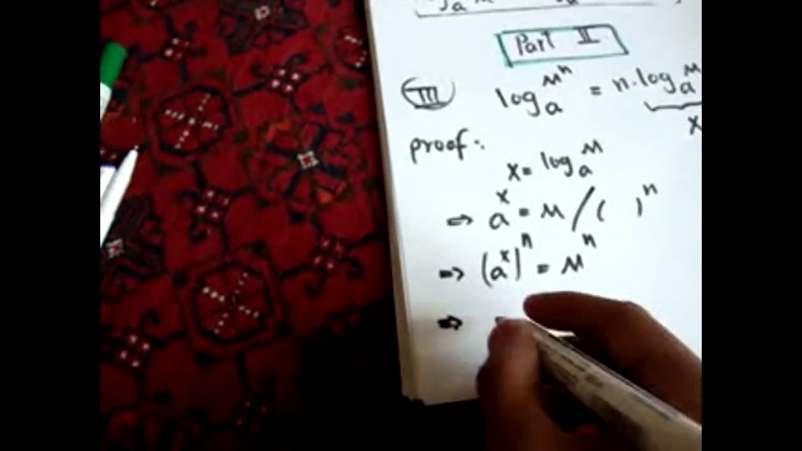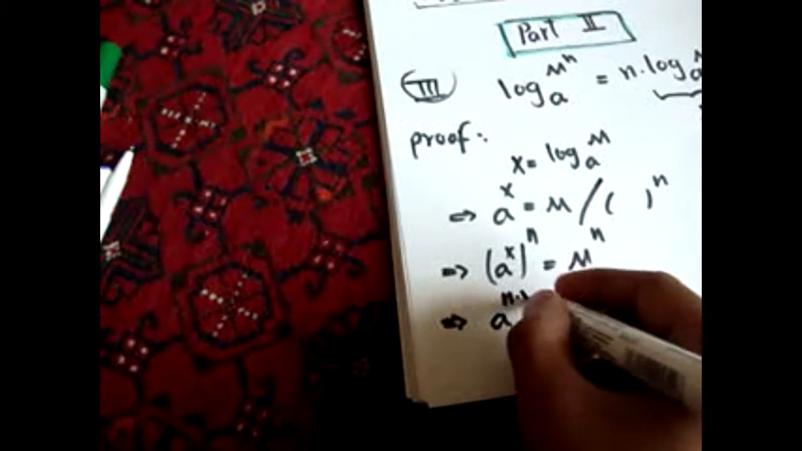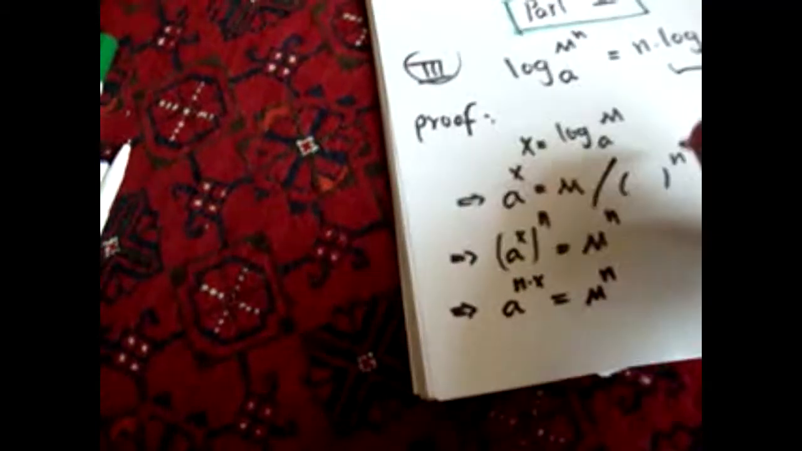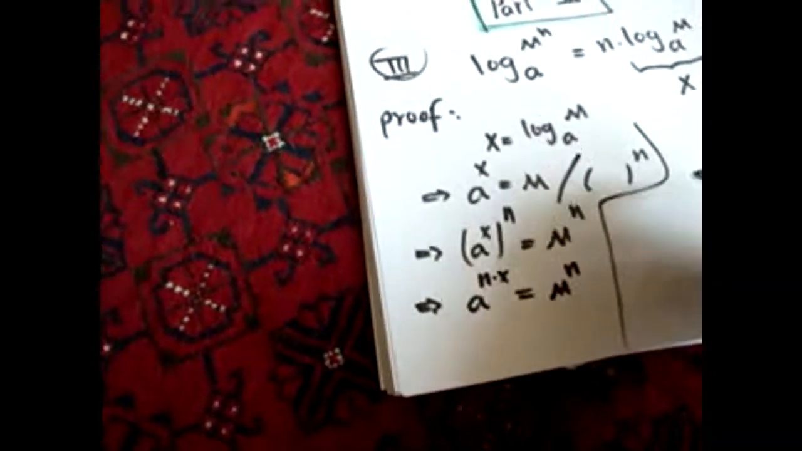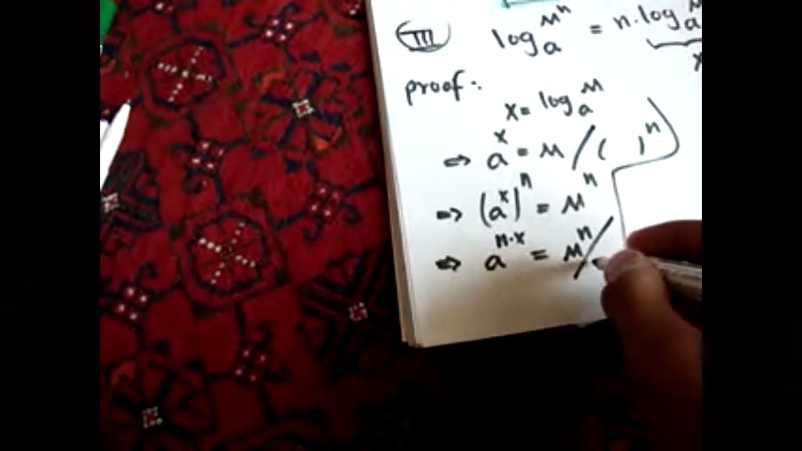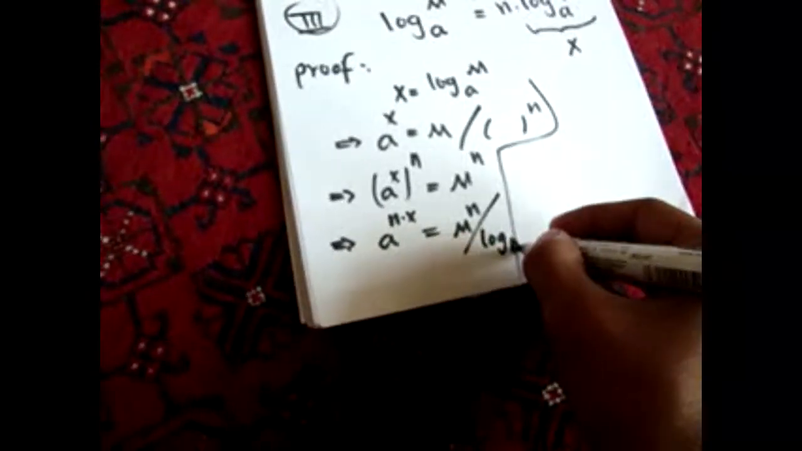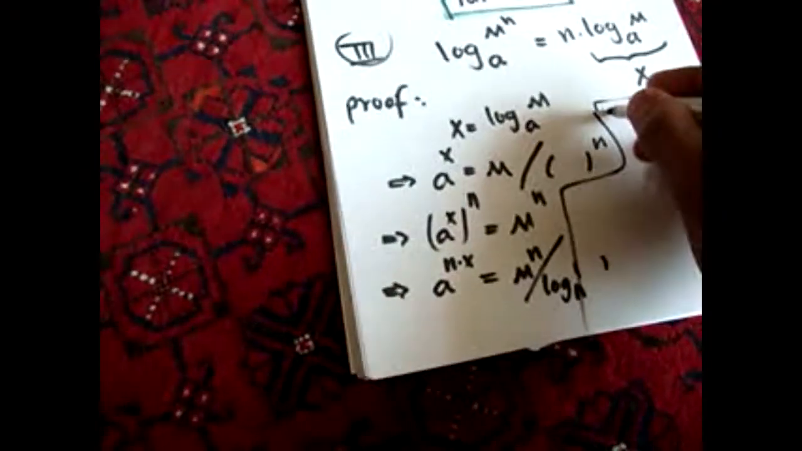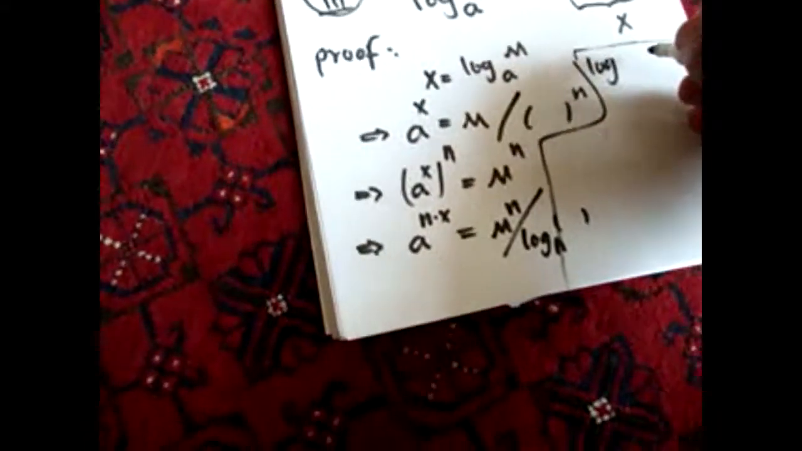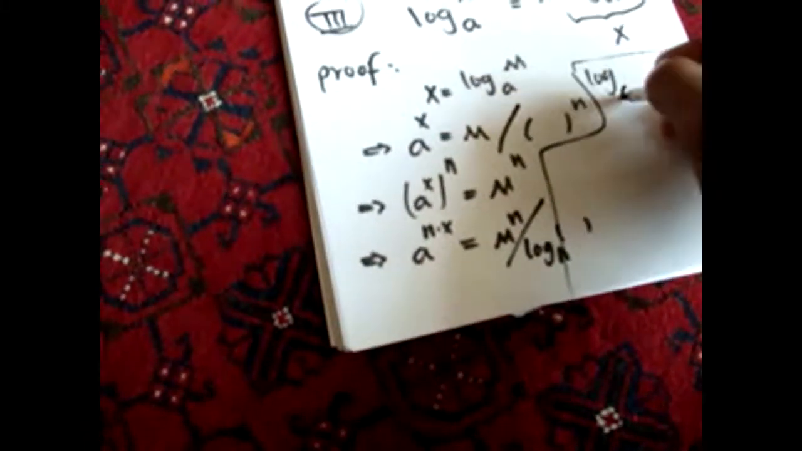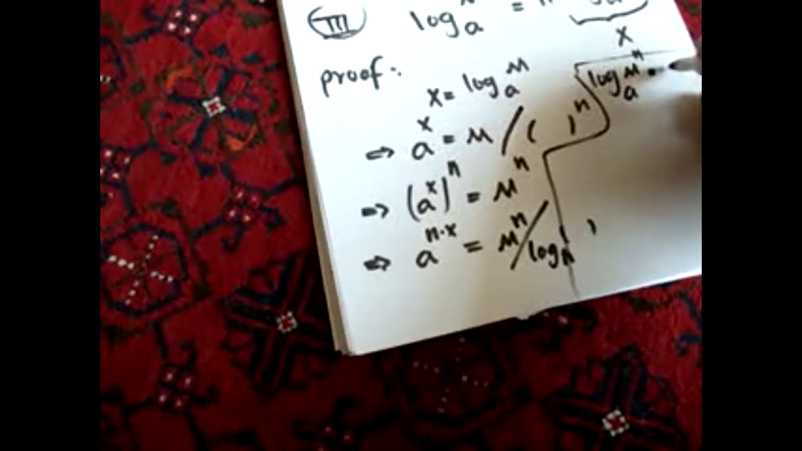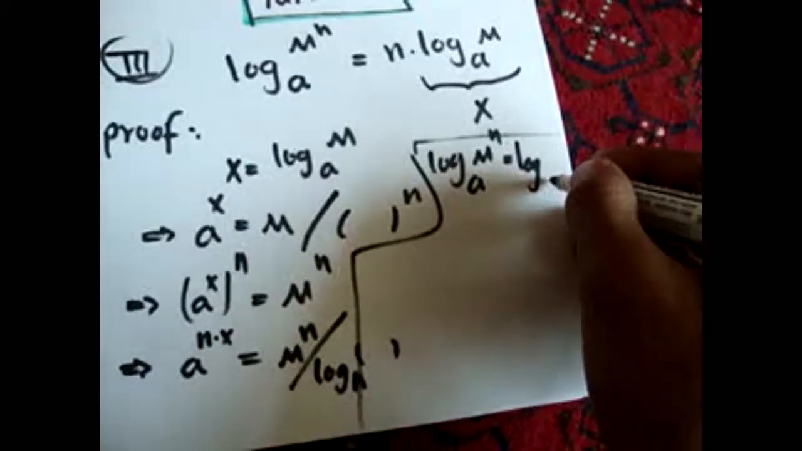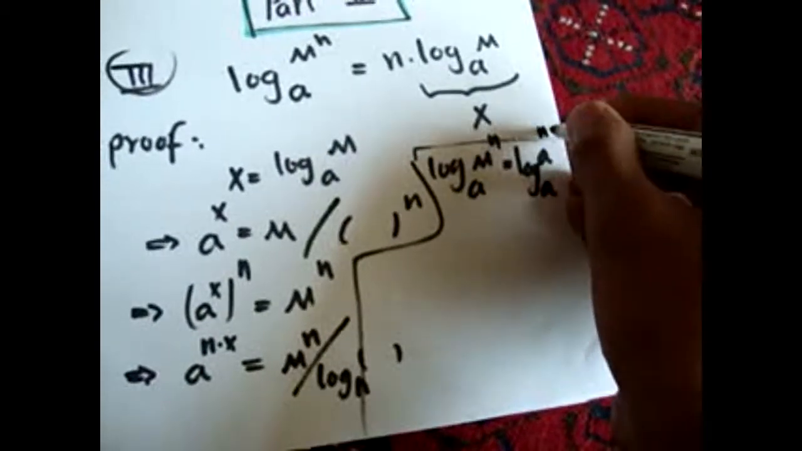So we simplify this to a to the power of n times x, and m to the power of n. So we take a logarithm of base a from both sides. So I'm gonna write the remaining part in here. Logarithm base a of m to the power of n equals logarithm base a of a to the power of n times x.